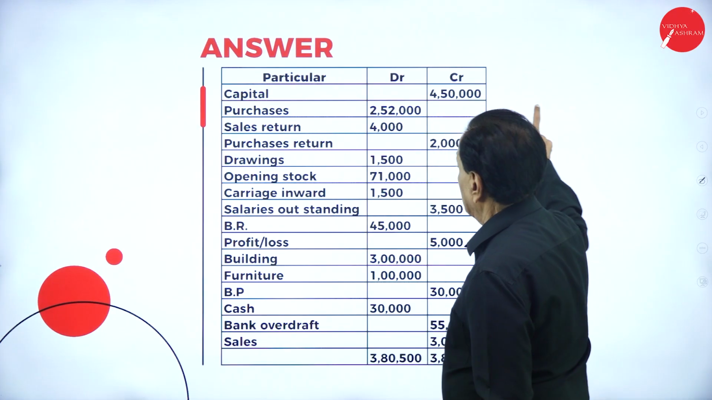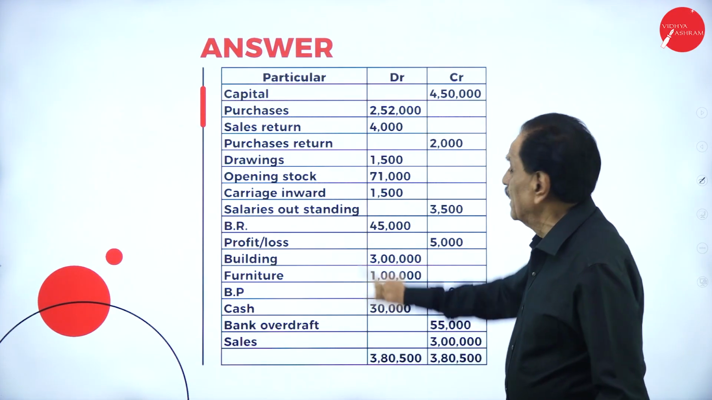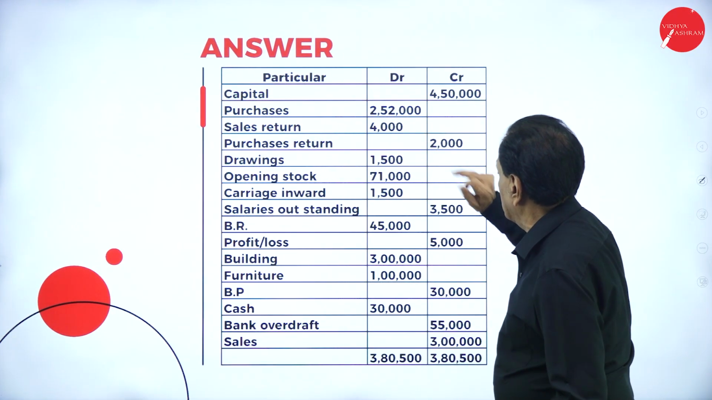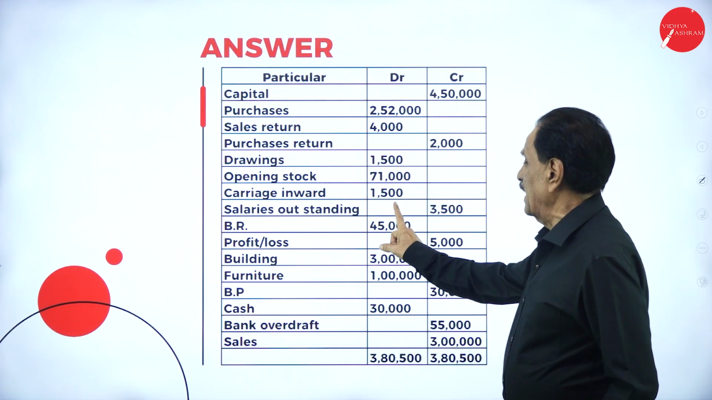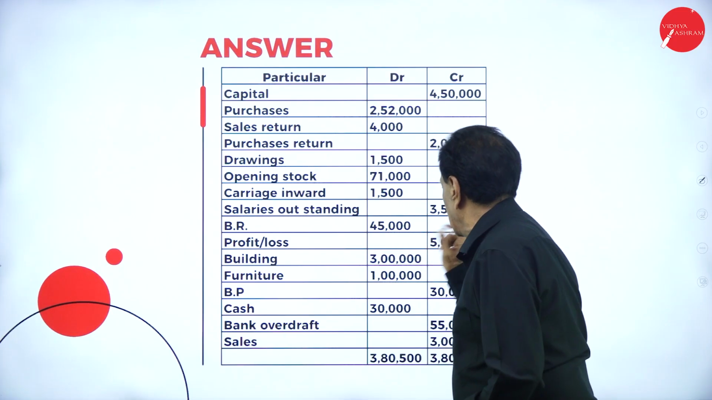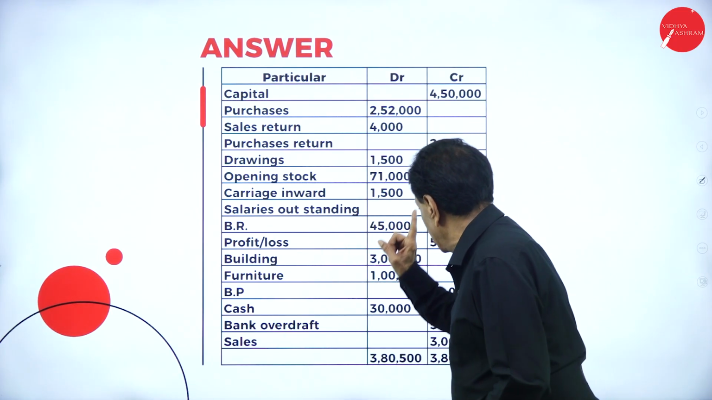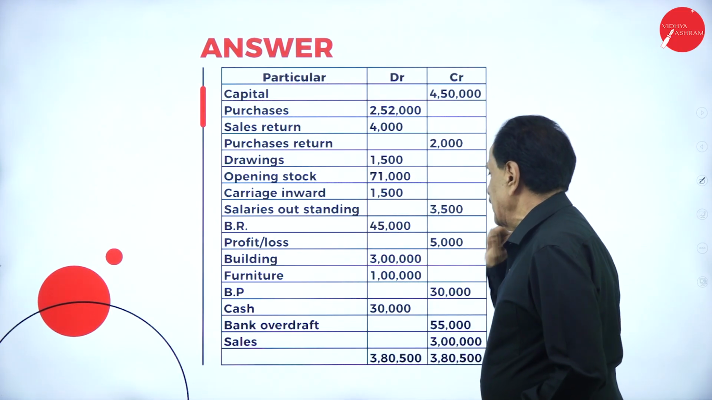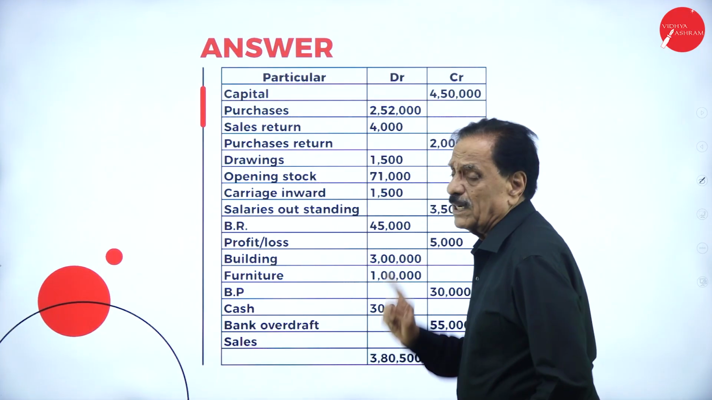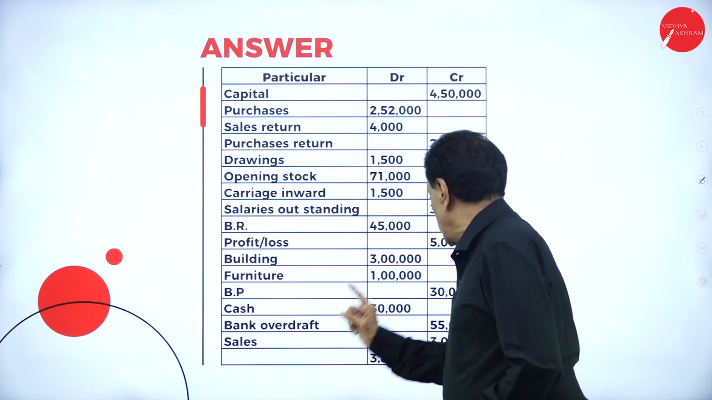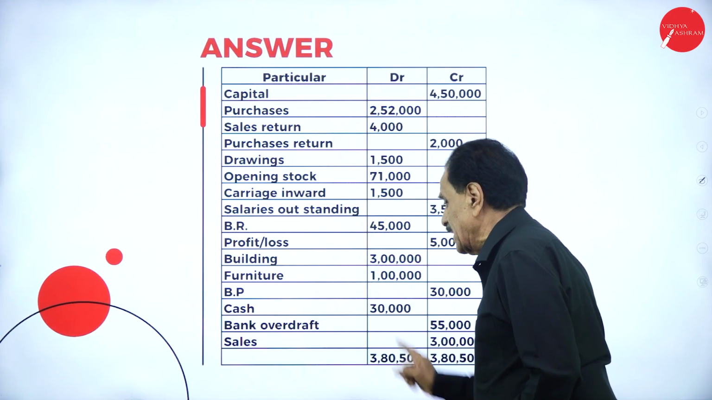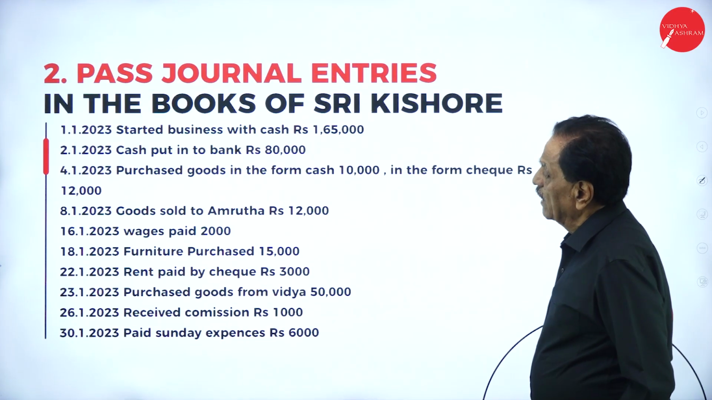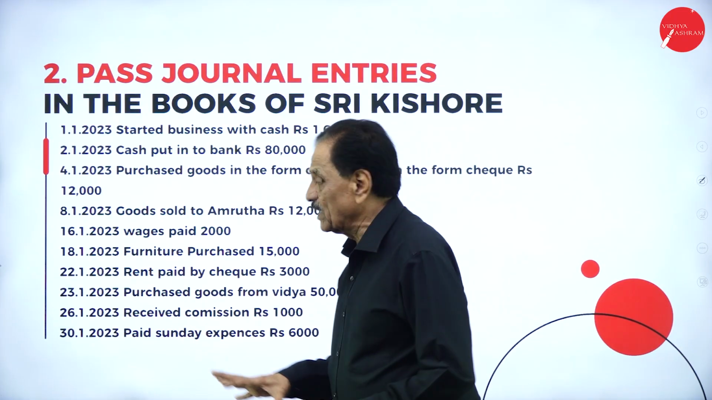Same now. Capital credit side, purchase debit side, sales return debit side, purchase return credit side, drawings debit side, opening stock debit side, carriage inward debit side, salary outstanding credit side, bill receivable debit side, profit already said credit side, building asset debit side, furniture asset debit side, bills payable liability credit side, cash asset debit side, bank overdraft credit side, sales credit side. Now come back to this transaction.